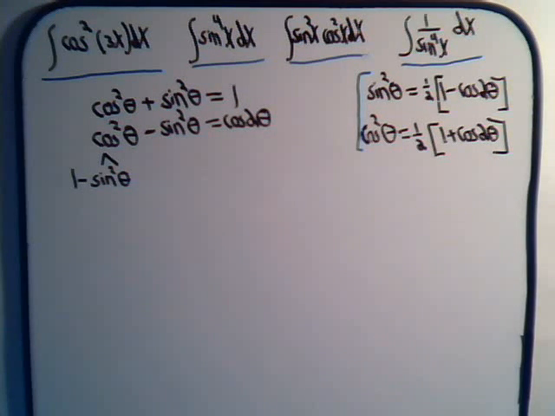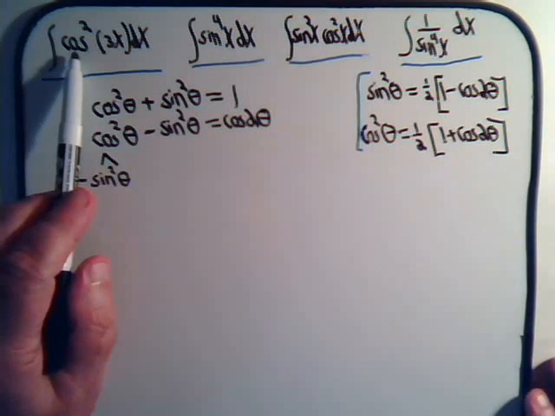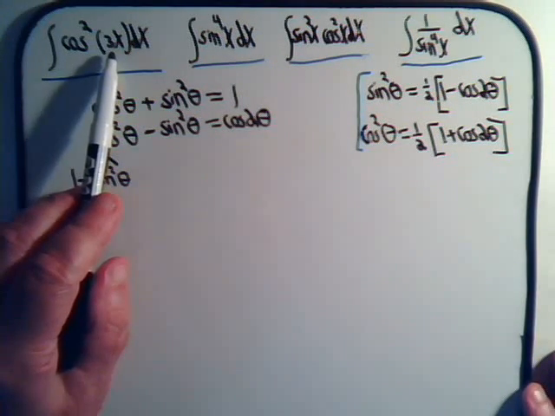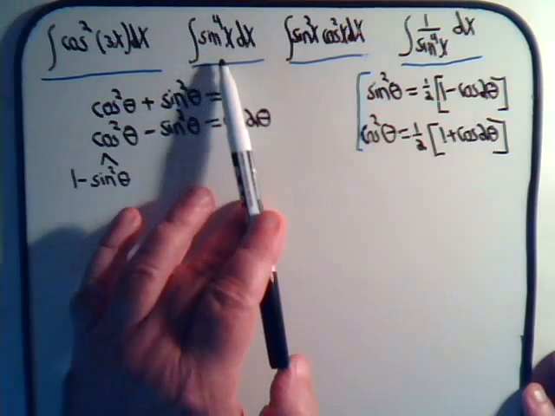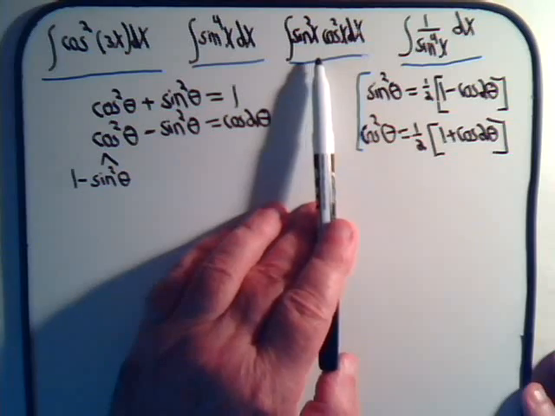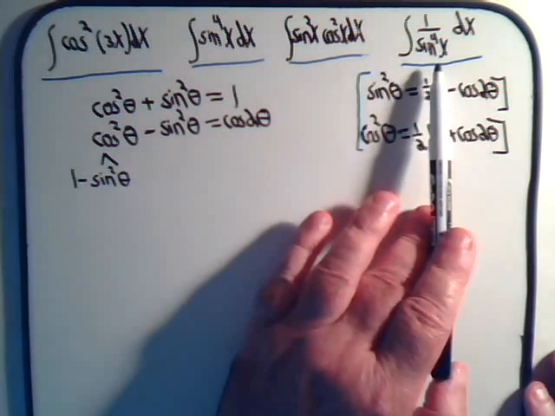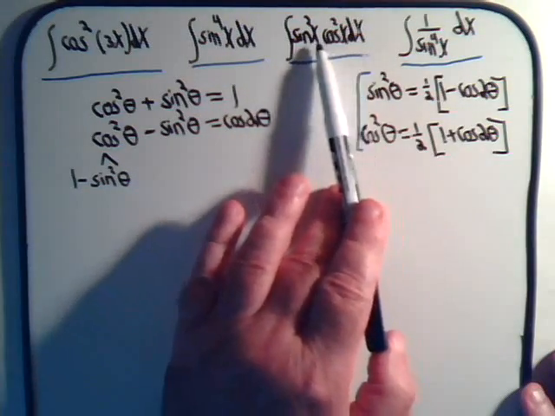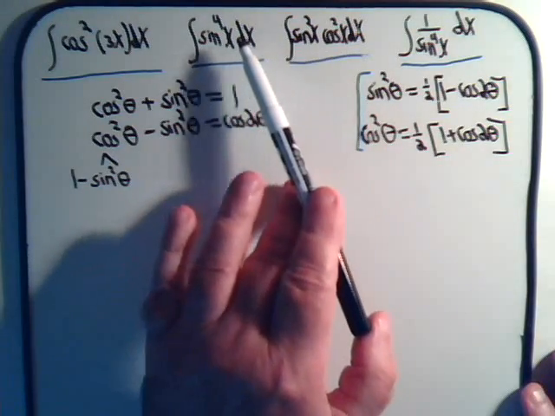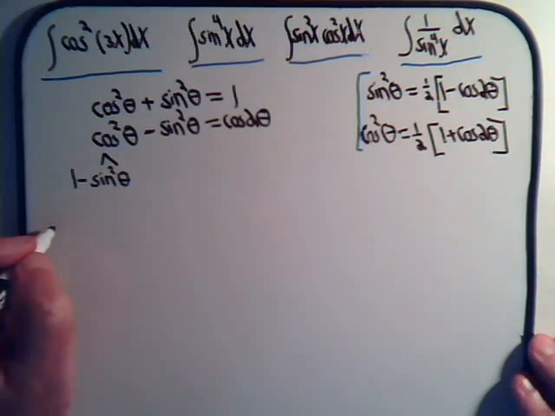We've got 4 of them here. The integral of cosine squared of 3x, plus the integral of the sine of x to the 4th power, plus the integral of the sine squared times the cosine squared, and then we have 1 over sine to the 4th. And it turns out you can't do this one without knowing how to do this one. So we're going to take these in order, and we'll start here.